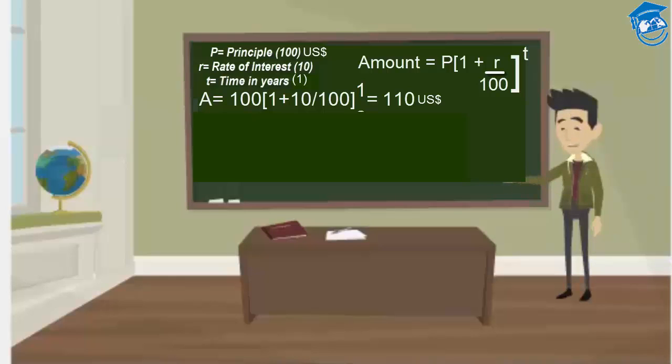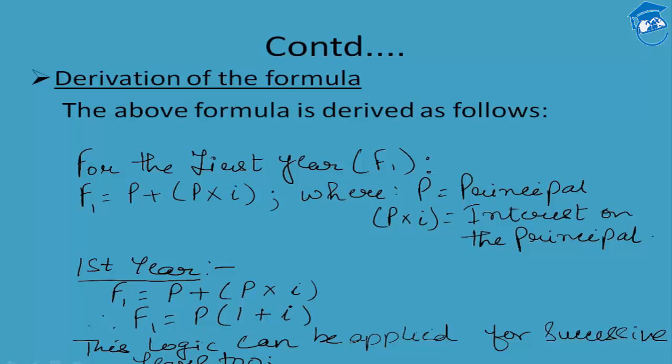Now the question arises when we are putting the formula. F1 is equal to P plus P into I, that is P into I stands for PI. So when we are taking the P common, we are left with 1 plus I. Therefore F1 becomes P plus PI. When we are taking the P as a common factor, we are left with 1 plus I.